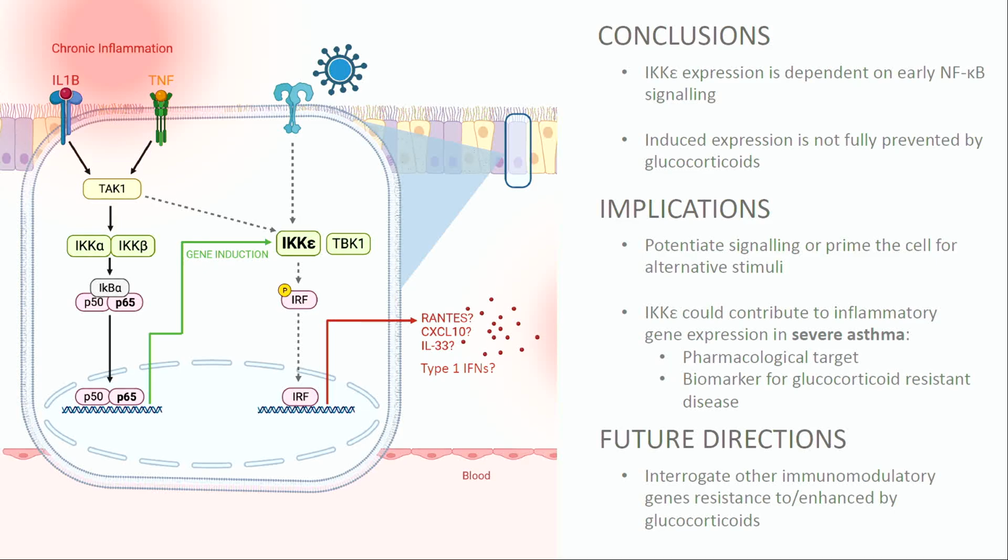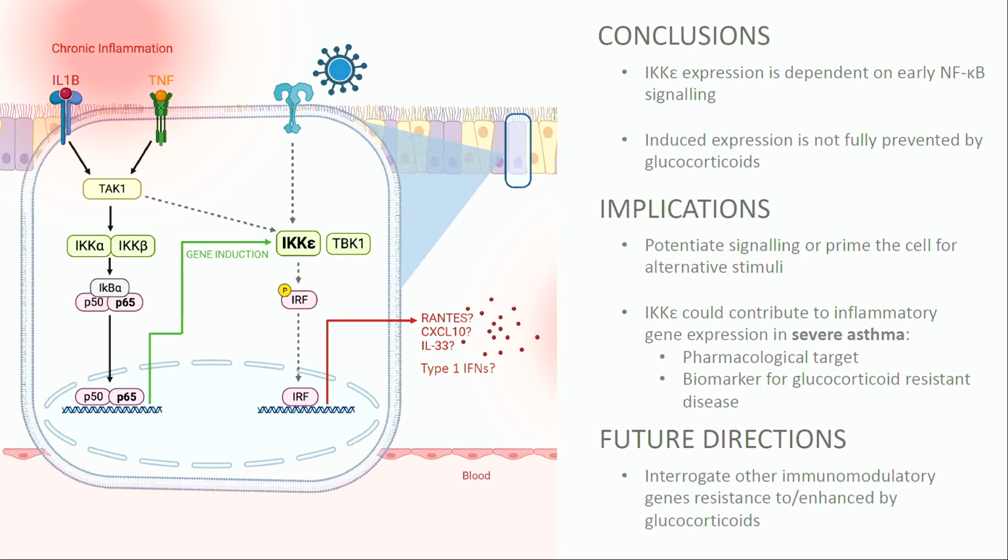So in conclusion, IKK expression is dependent on early NF-κB signaling. And importantly, this induced expression is not fully prevented by glucocorticoids. So whatever IKK is doing, it could be doing this in cases of severe asthma.